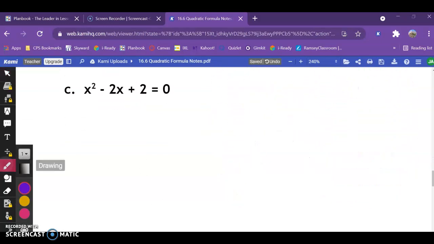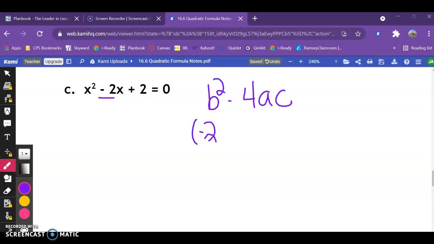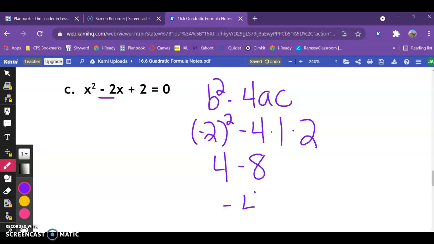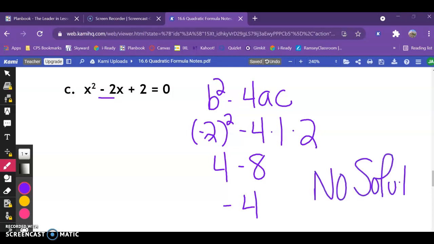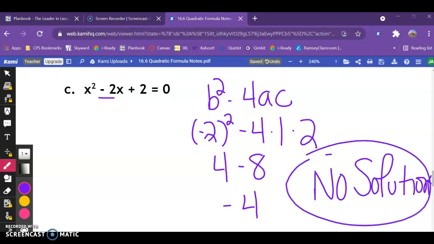And then our last one here, we have to do b squared minus 4ac. b is negative 2, minus 4 times 1 times 2. So negative 2 squared is 4. Negative 4 times 1 is negative 4. Negative 4 times 2 is negative 8. So 4 minus 8 is negative 4. So that is less than 0. So this means there are no solutions. This means the parabola does not cross the x-axis.